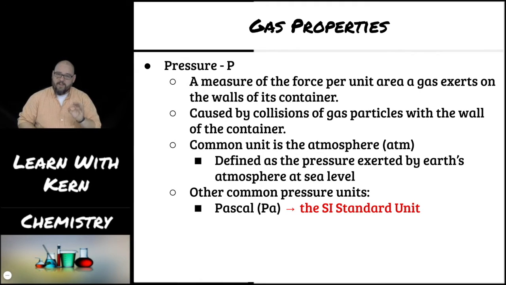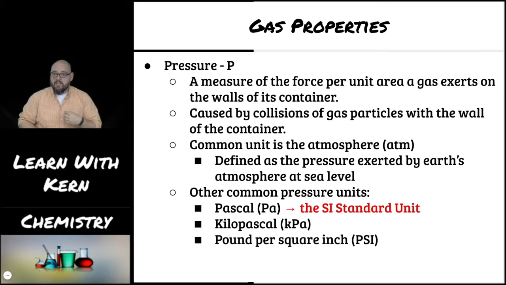But the Pascal is a very, very small unit. So if we used Pascals as our measurement, then we'd be dealing with really huge numbers. So we don't usually use the Pascal, we usually use kilopascals, or 1,000 pascals. Then we're also very familiar with pounds per square inch, or PSI. The pound is in the British imperial system of measurement, which we for whatever reason still use here in the United States a lot, and the pound is a measure of force. So pound per square inch is the force per square inch, so it's force per unit area.